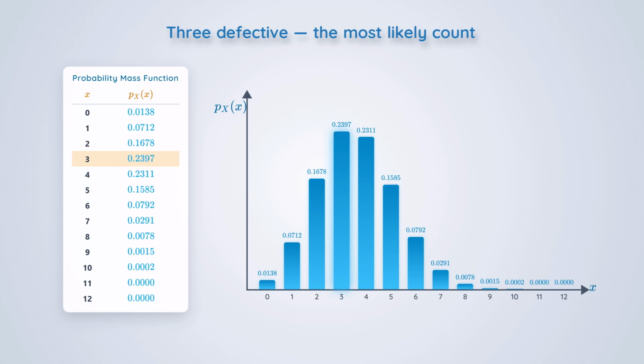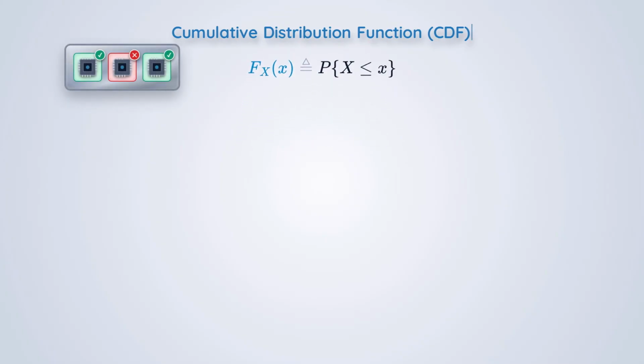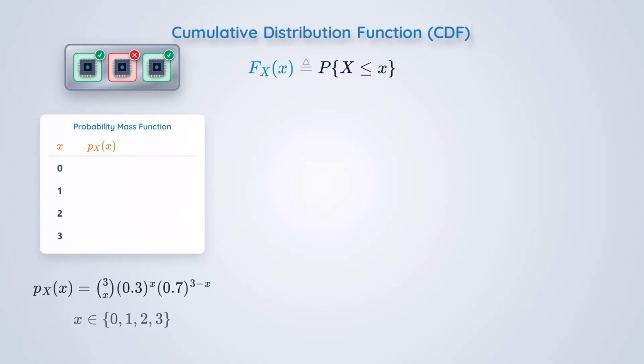So far, we have only asked one thing. What is the chance of a single value? In practice, we more often want, at most, how many, and that question has a name of its own. The cumulative distribution function, F of x, the probability that X is less than or equal to x. Back to the production line, shrunk down to just 3 parts. Same binomial shape as before, support 0 to 3. 4 possible counts of defective parts.